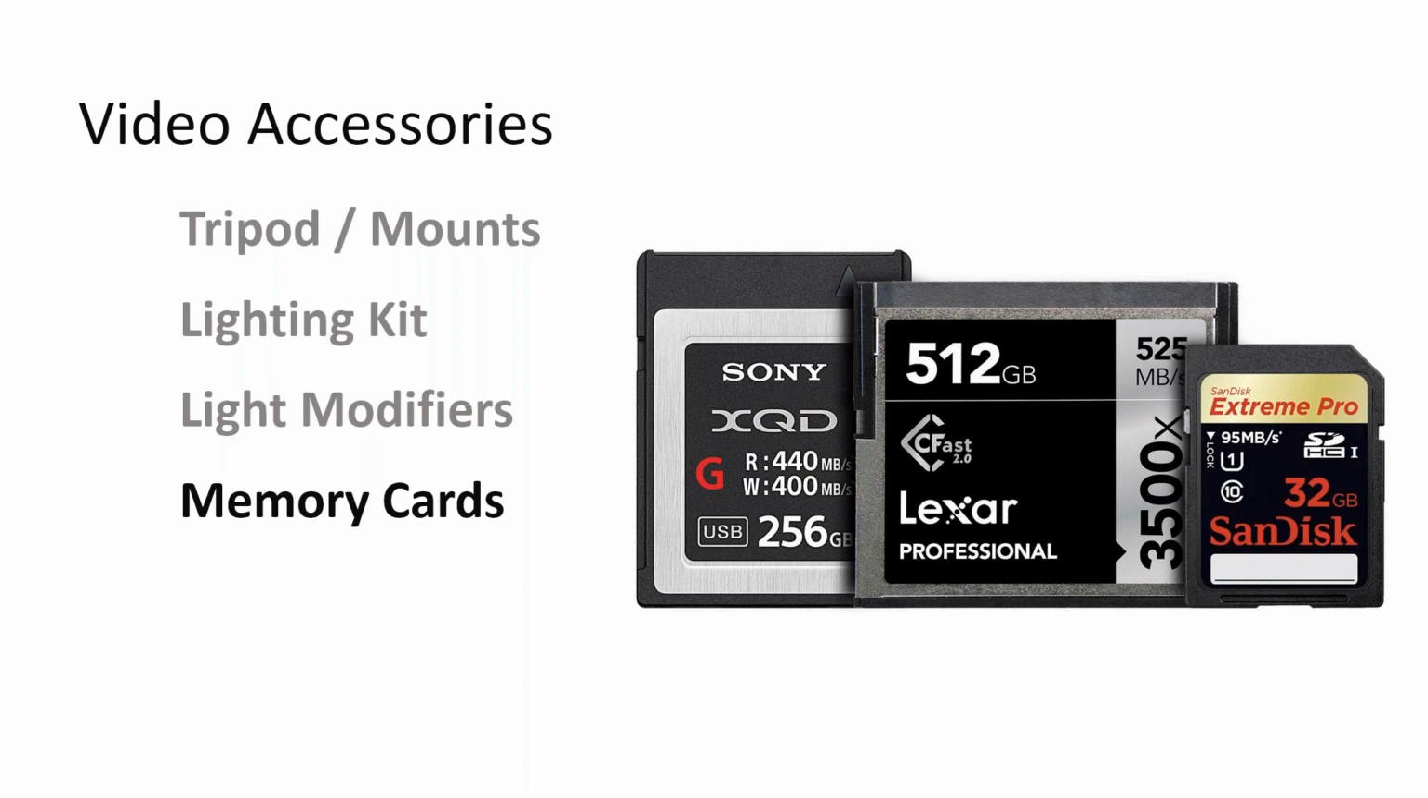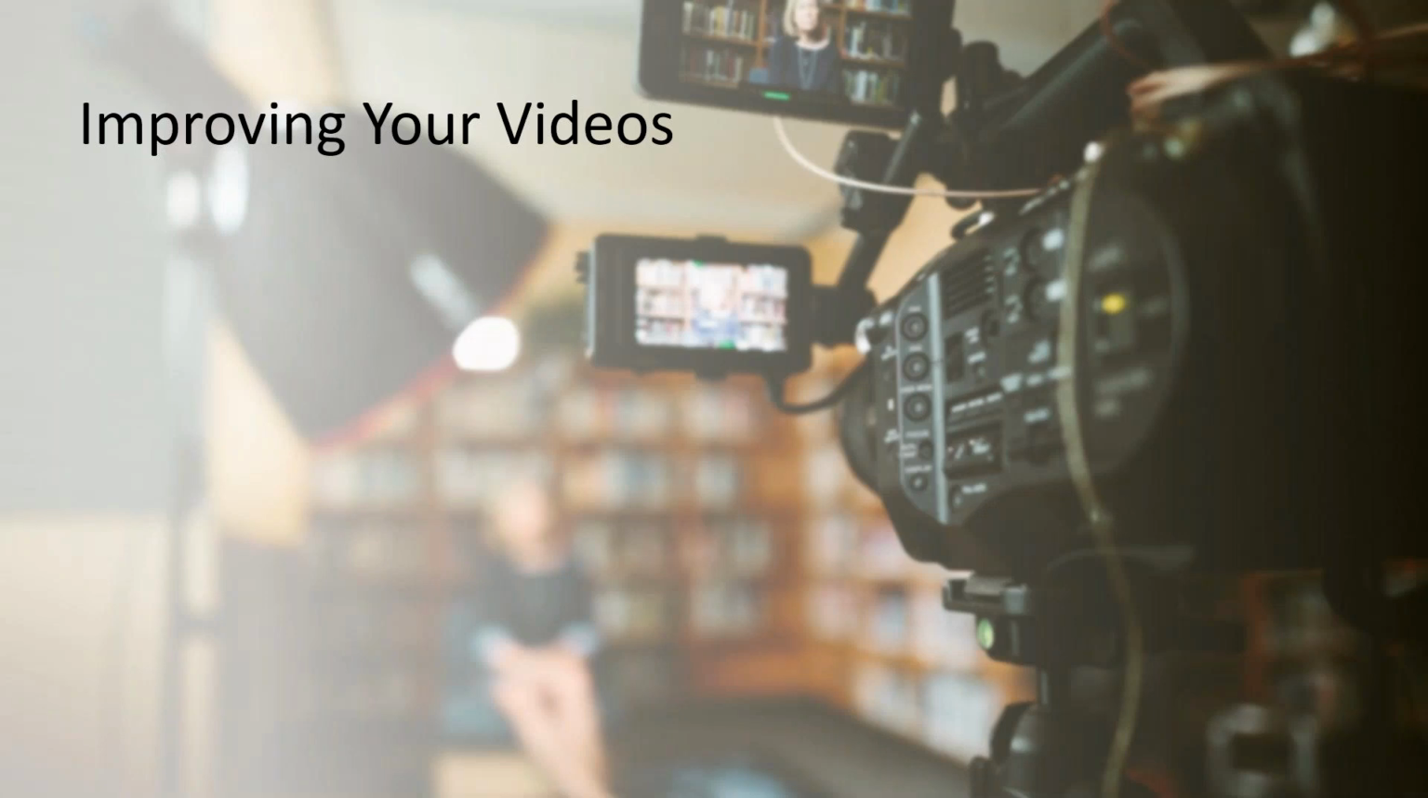Yeah, that's kind of important, but it's a little more important to look at the number here. You can see on this Extreme Pro, it says 95 megabytes per second, 95 MB/s. You're looking for those types of numbers or higher. You're looking for the highest speed, the fastest speed that you can get on these. And have plenty of them. I don't like to erase my memory cards until a project is completed, because that is my backup for my original recording.